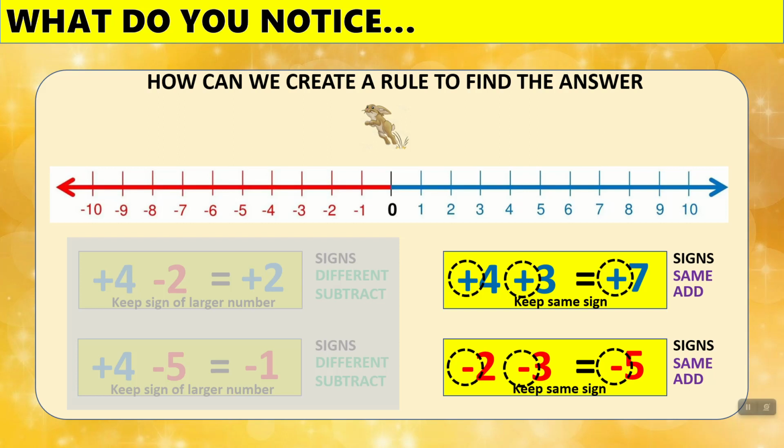So we can see in the question above, plus 4 plus 3 equals plus 7. The signs were the same. We added 4 plus 3 to get 7, and we kept the sign, the plus sign. In the bottom question, minus 2 minus 3 equals minus 5. Both of the signs in the question were the same, even though they were negative. And the answer of minus 5 also was negative. We added 2 plus 3 to give us 5, and we kept the same sign.